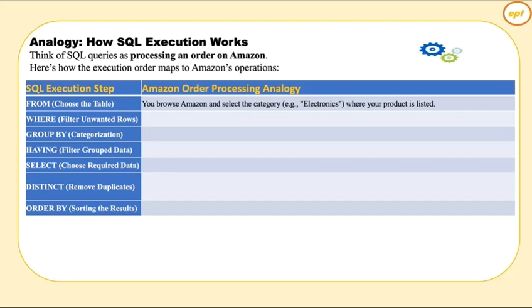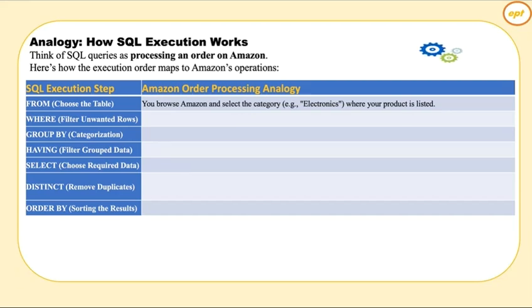And what is the next step? Where clause, right? What do you do after selecting the category? Can you tell me? The next step is you apply filters to refine your search. In Amazon, you might want only Apple products, or you set a price range below $1,000. This is similar to the where clause in SQL, which helps to eliminate unwanted rows based on specific conditions.